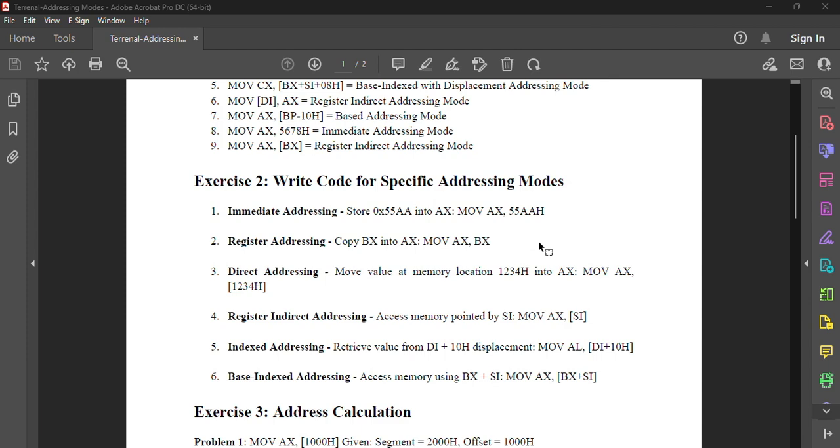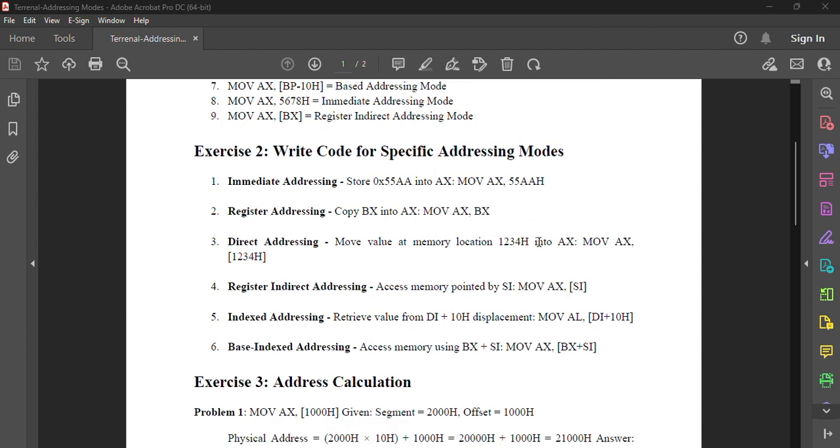So let's move AX, 1234H. For 4, register indirect addressing, it's just going to access the memory pointed to by SI. And then number 5, indexed addressing, retrieve the value from DI plus 10H displacement. Move AL, DI plus 10H. And then base indexed addressing, access memory using BX plus SI.